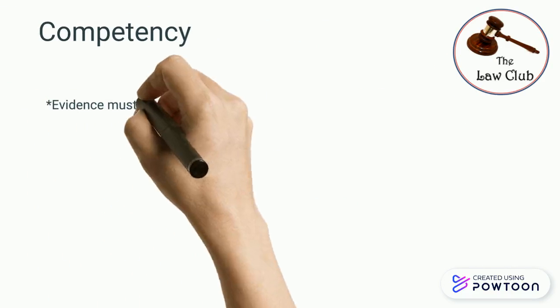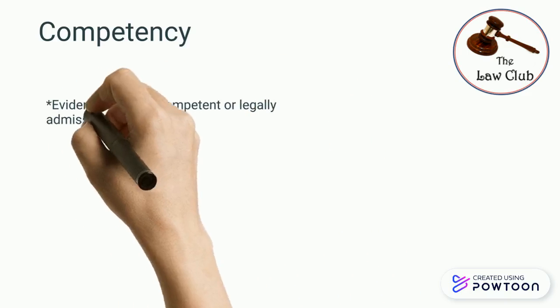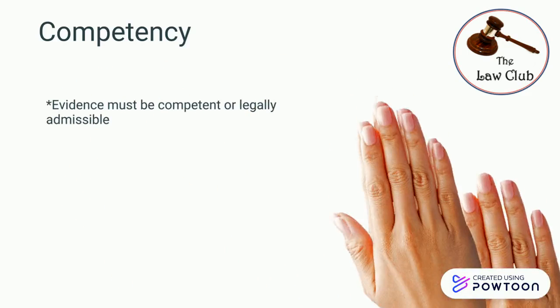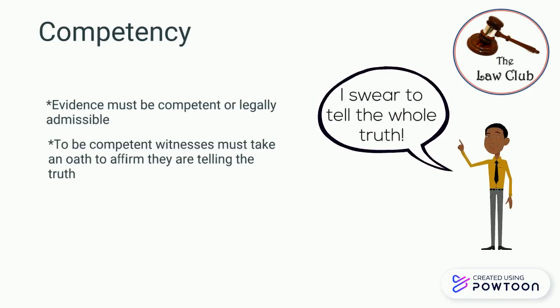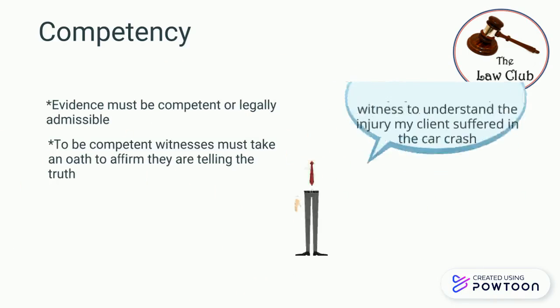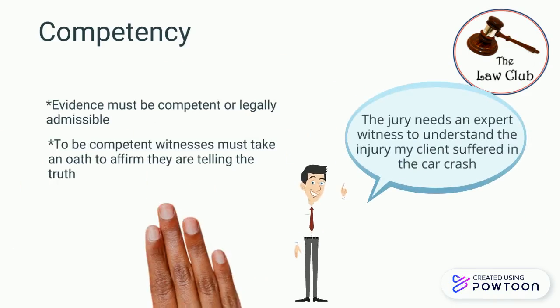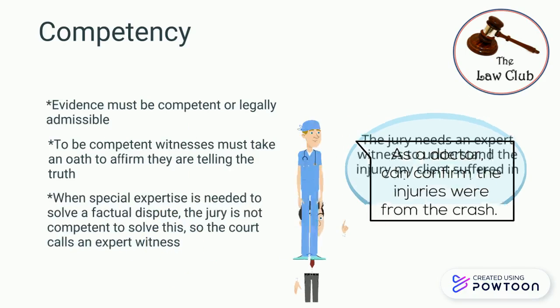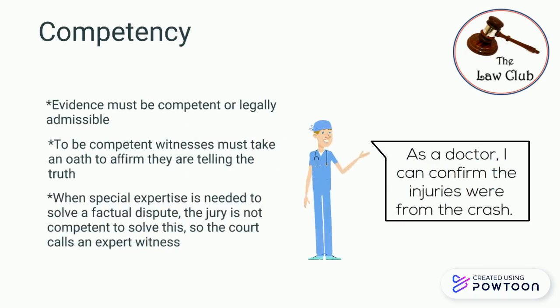Evidence must be competent or legally admissible. To be competent, witnesses must take an oath to affirm they are telling the truth. When special expertise is needed to solve a factual dispute, the jury is not competent to solve that dispute, so the court calls an expert witness. Expert witnesses are people with special training or knowledge that enables them to solve disputes.